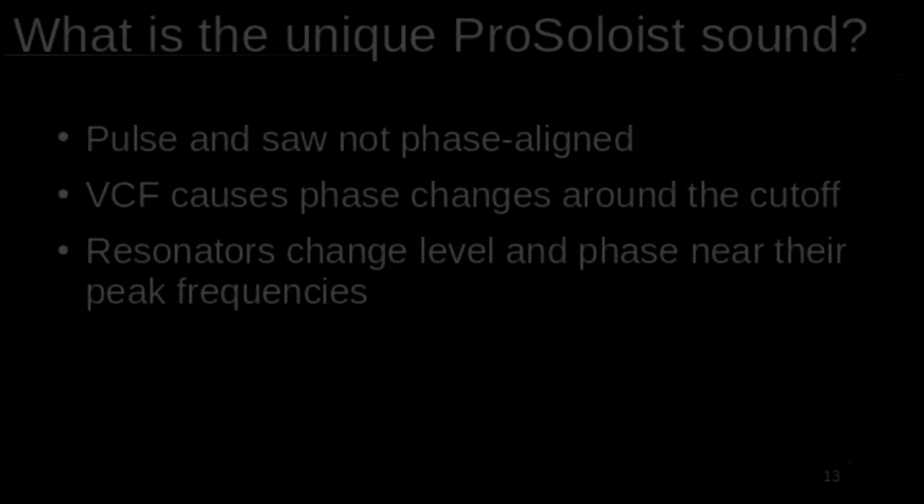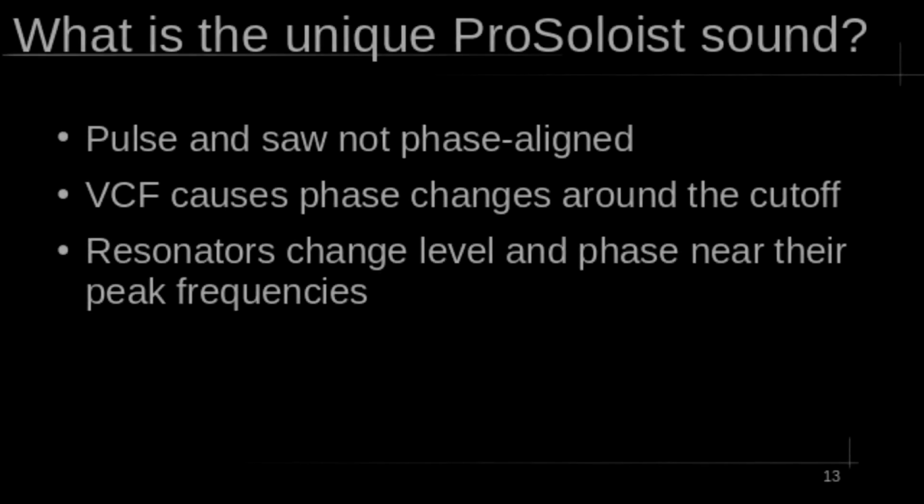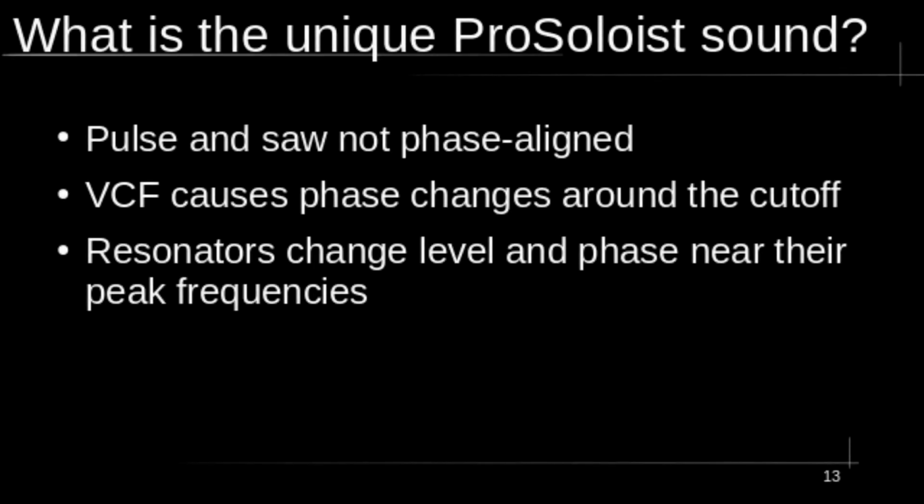So what's the total effect of this? The pulse wave shaper generated pulses that are not phase aligned with the saw wave. So mixing them together causes some harmonics to be cancelled as well as others to be boosted in unusual ways. The VCF also causes phase changes around its cutoff frequency. That's what VCFs do, creating dynamic interference, not just simple low pass with resonance.